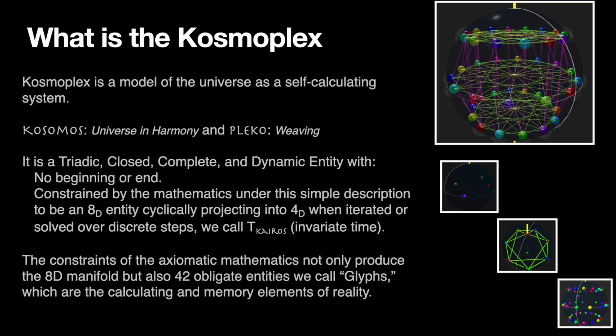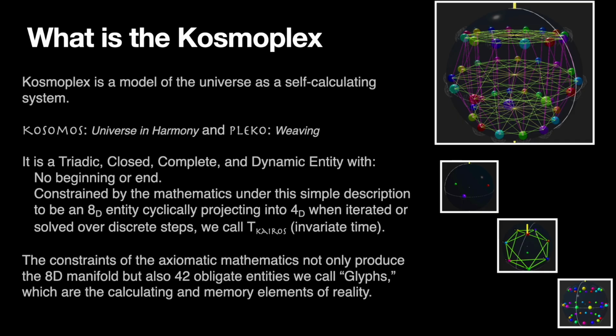So what is the Kosmoplex? Well, it's a model of the universe that is a self-calculating system, and it comes from two Greek words, cosmos and pleiko, meaning a universe in harmony that is woven. It's triadic and closed and complete, and it's a dynamic entity, so it has no beginning or end.